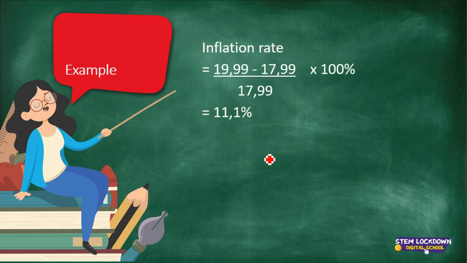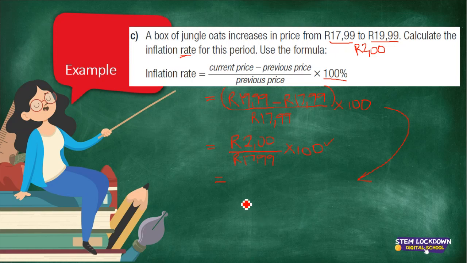So my answer is 11,1%, right? Just use your calculator to verify the answer. So the increase was 11,1%, right? So this one is actually another easy one.